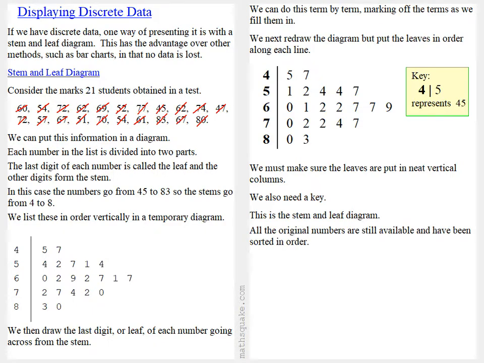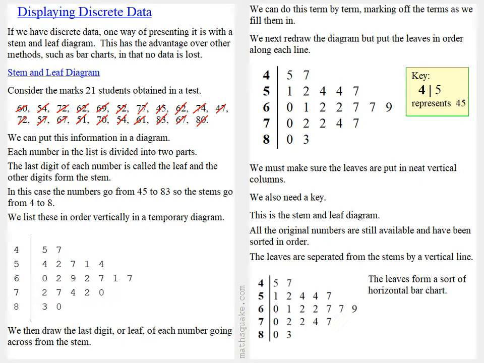Now if we look at the diagram, all the original numbers are still available and have been sorted in order. The leaves are separated from the stems by a vertical line, and the leaves form a sort of horizontal bar. If we colour in the rows, we see that they actually do form a bar chart.